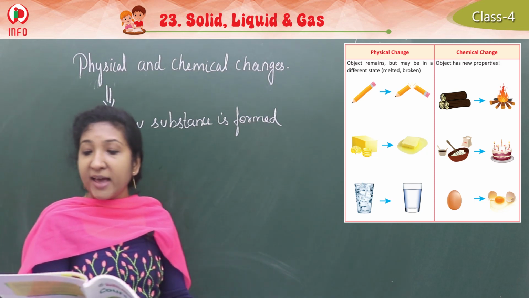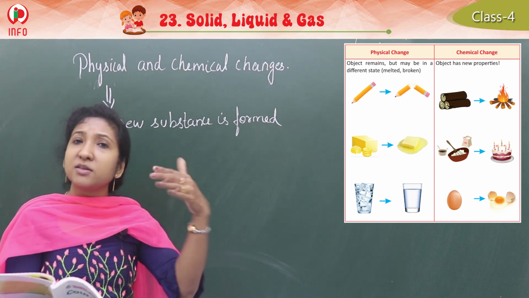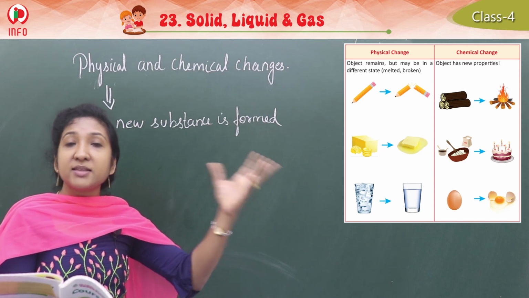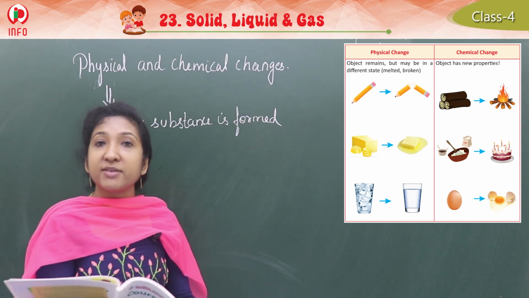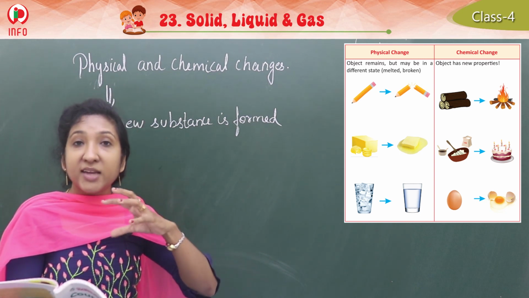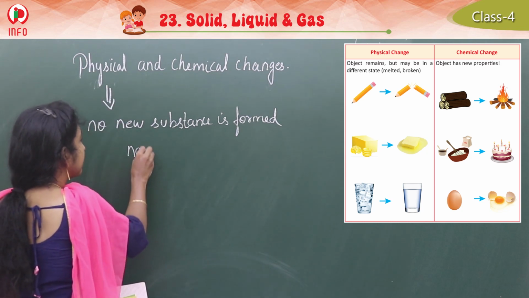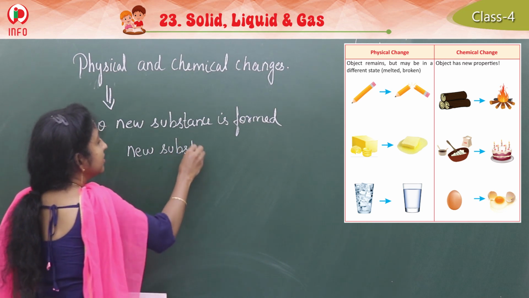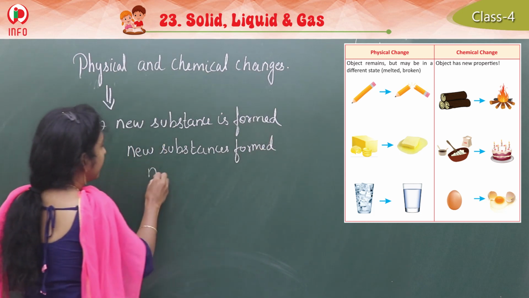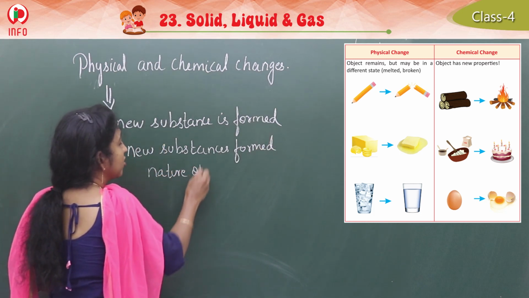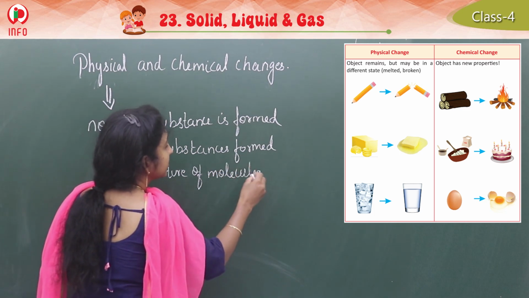So the molecules of smoke and ash are different from those of the matchstick. These molecules of ash and smoke are different from the matchstick. Both the substances are different. So molecules also different. A change in which the nature of the molecules of the substance changes. So the nature itself changed, new substances are formed. That is called a chemical change. So new substances formed, or we say nature of the molecules changed.